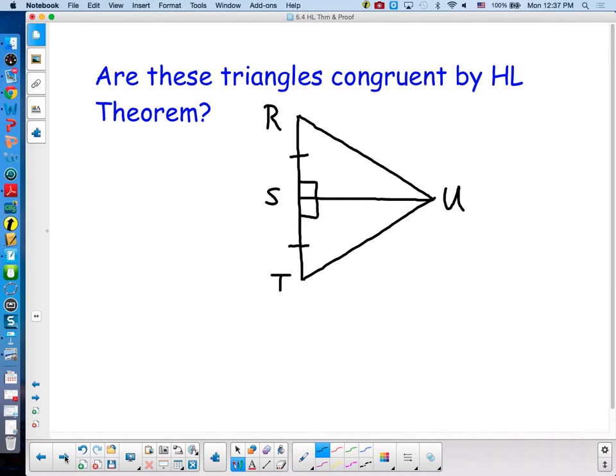Are these triangles congruent by hypotenuse-leg? Even with the reflexive?